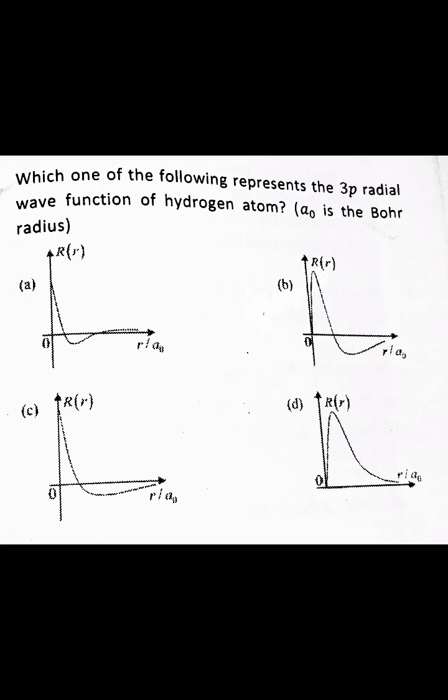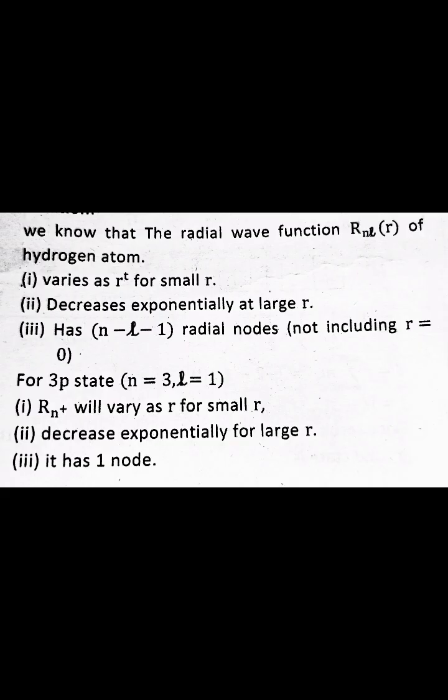Next question is, which of the following represents the 3p radial wave function of the hydrogen atom? The radial wave function R_nl(r) of the hydrogen atom should satisfy some conditions. That means it should vary as r raised to l for small r, and it decreases exponentially at large values of r, and it has n minus l minus 1 radial nodes.